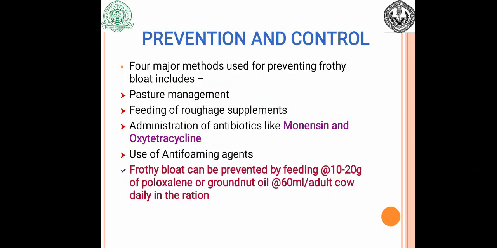Prevention and control. The four major methods used for preventing frothy bloat include pasture management, feeding of roughage supplements, administration of antibiotics like monensin and oxytetracycline, and use of anti-foaming agents. Frothy bloat can be prevented by feeding 10 to 20 gram of poloxalene or groundnut oil at a rate of 60 ml per adult cow daily in the ration.